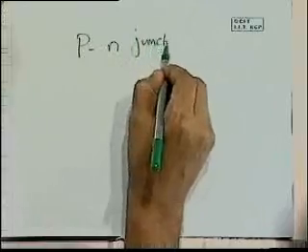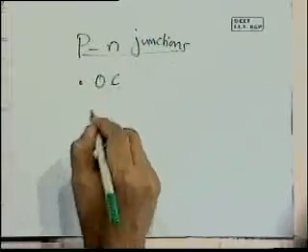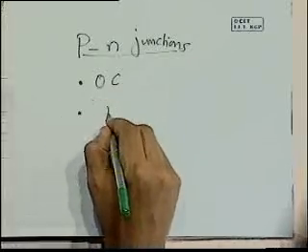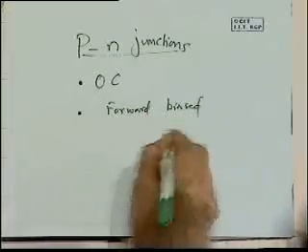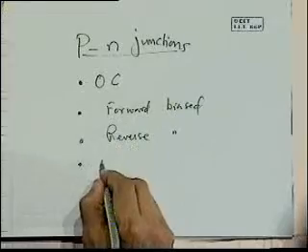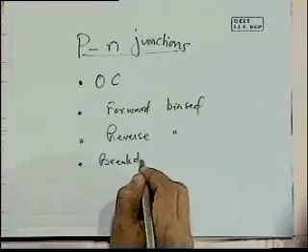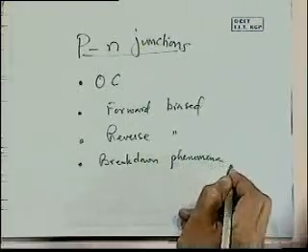Okay, where we were, the last lecture, we finished with the breakdown. Basically what we were talking about was PN junctions, PN diodes, and we had discussed it in open circuit. There's no load on it, no source connected to it, forward biased, reverse biased, and then we saw breakdown phenomena.